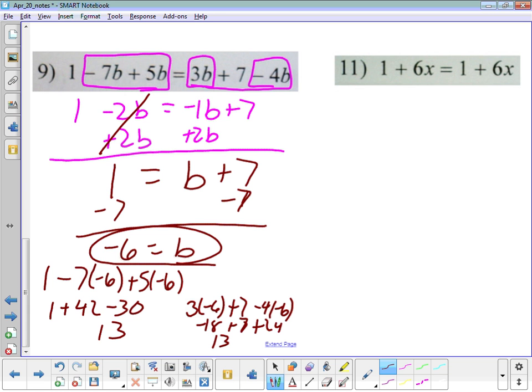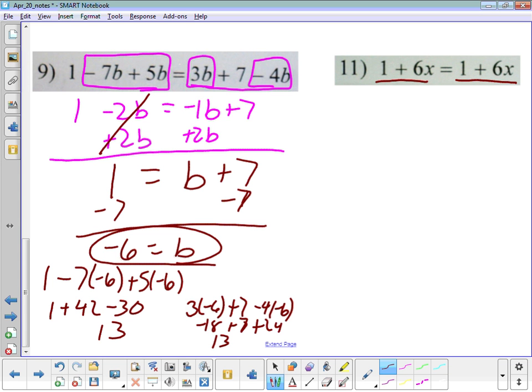Okay, number 11. Again, the first thing I want to do is look to see if I can simplify anything, and there's nothing to simplify. Both sides are as simple as they can get. So then what I would want to do is move the smaller x. But I notice that they're both exactly 6x. I even notice even more that they're exactly the same on both sides of the equal sign, 1 plus 6x.